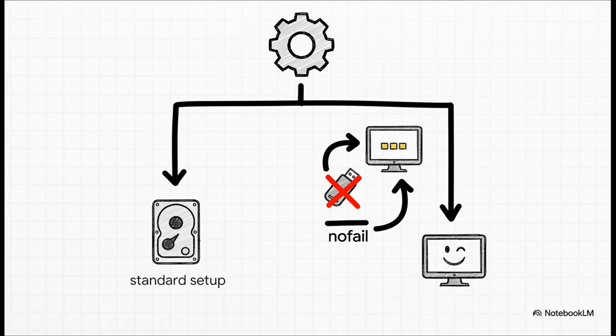Now for the how column, which sets the rules. For most internal drives, you can just use defaults and you're good to go. But here's a massive pro tip, the nofail option. This is an absolute must-have for any external or USB drive. It tells your system, hey, if for some reason you can't find this drive when you boot up, don't panic. Just skip it and move on. Honestly, this one little word can save you from a huge boot-up headache.